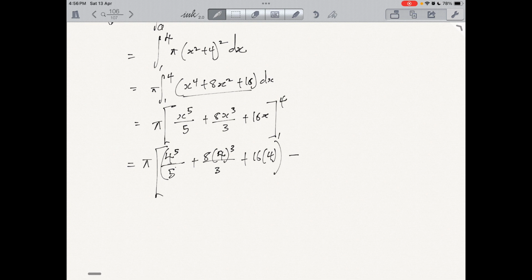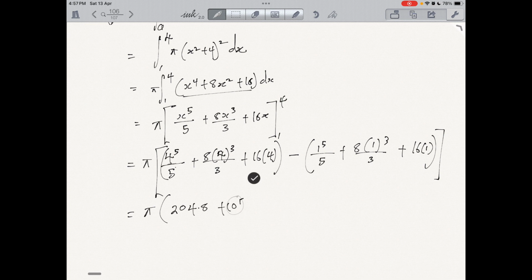And then we subtract the lower limit of 1, that's 1 raised to the power 5 over 5 plus 8 into 1 raised to the power 3 over 3 plus 16 into 1. Therefore, we have pi into 204.8 plus 170.67 plus 64, minus 0.2 plus 2.67 plus 16.